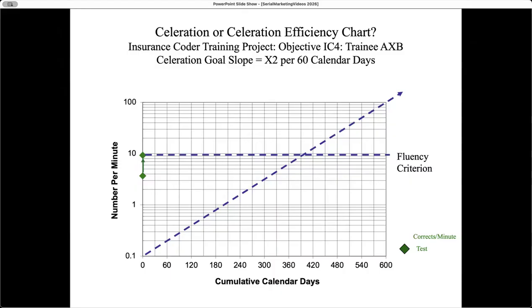So which is which? Is this acceleration or acceleration efficiency chart? Notice the number per minute, change in the number per minute along the vertical axis. And notice cumulative calendar days along the horizontal axis. The answer is acceleration chart.